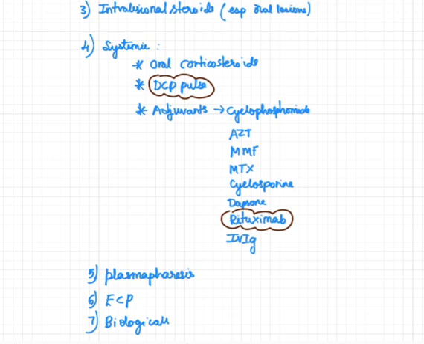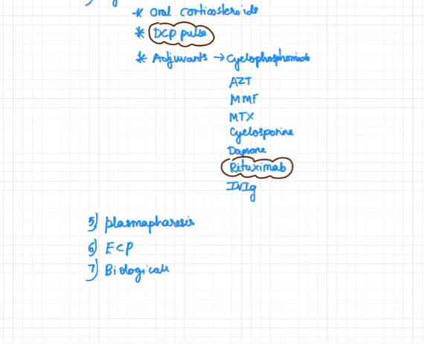Then we can also go for adjuvant therapies with cyclophosphamide, azathioprine, mycophenolate mofetil, methotrexate, cyclosporin, dapsone, rituximab, which is a really important emerging treatment in pemphigus cases, as well as intravenous immunoglobulins. Other treatment modalities such as plasmapheresis, extracorporeal photopheresis, and biological drugs such as TNF alpha inhibitors can all be tried.